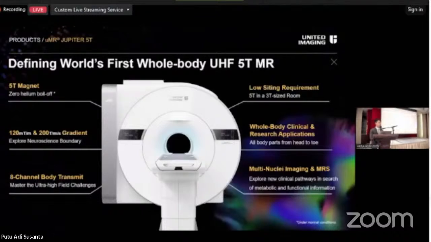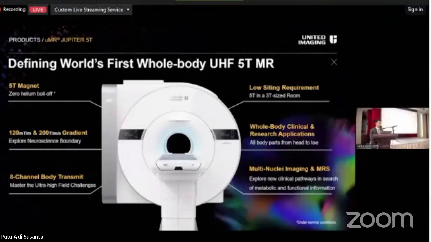We have, of course, a 5T magnet with zero helium boil off. We also have a very powerful gradient system of 120 millitesla per meter of gradient strength and 200 tesla per meter per second of slew rate, which allows us to explore neuroscience with diffusion tensor imaging and functional MRI. Along with that, we also have an 8-channel body transmit system. That allows us to do body imaging, for imaging the abdomen, the pelvis, and so on, and the spine, which is not possible at the moment for 7 Tesla.